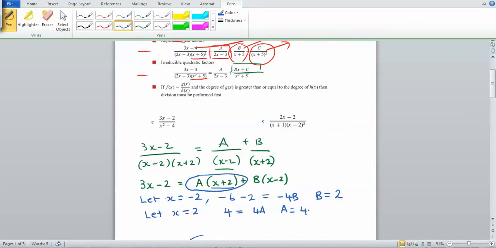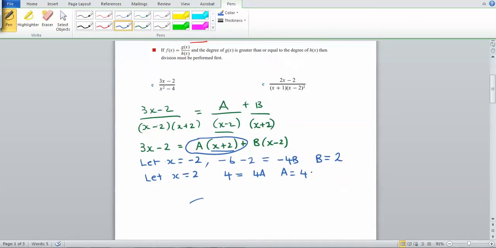The final step is obviously to write out what our fraction is. The fraction 2x minus 2 over x squared minus 4 we can now rewrite as equal to 4 over x minus 2, plus 2 over x plus 2.